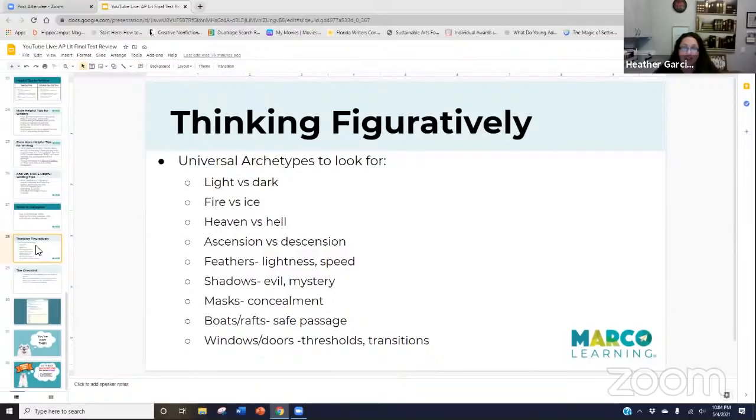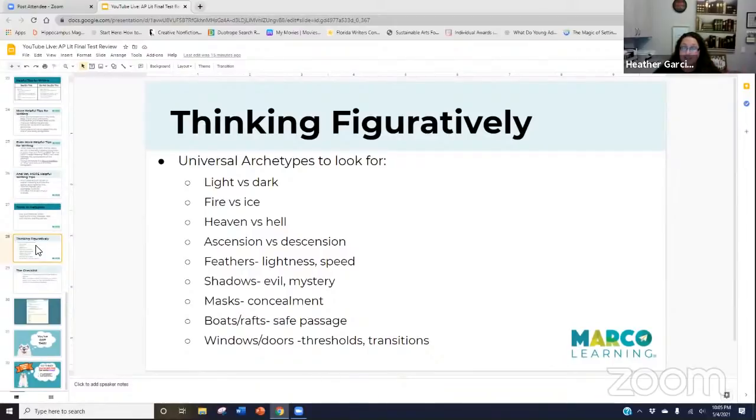Same with like the heaven versus hell. It doesn't have to be actual physical places. It could be somebody who is high up on a mountain and somebody who's like down in a bog in The Time Machine by H.G. Wells. Oh gosh, he has that too. But also in his book, The Island of Dr. Moreau, it shows up with like the mountains and the valleys, right? And being kind of heaveny helly. Same with that ascension and descension.